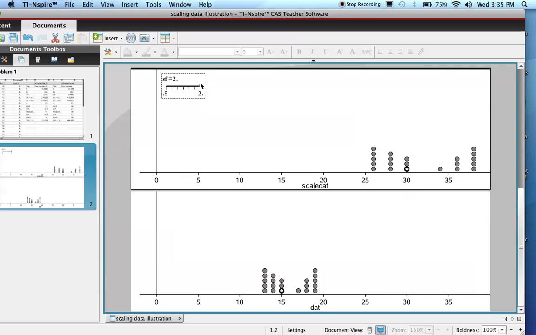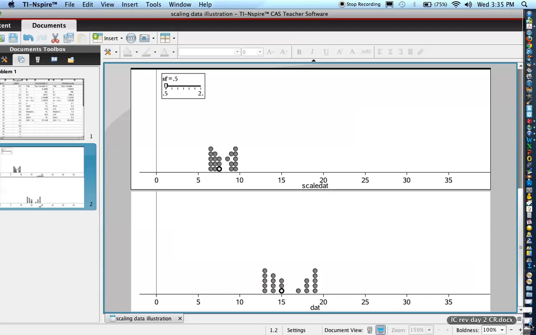Okay, and it works the other way too. If I went down and squeezed the scale factor to 1/2, the distances between things are half as big as they were before. Notice that the median is at 7.5, whereas at 15, all of those things would be cut in half. Let's take a look at it in a different light in a table.